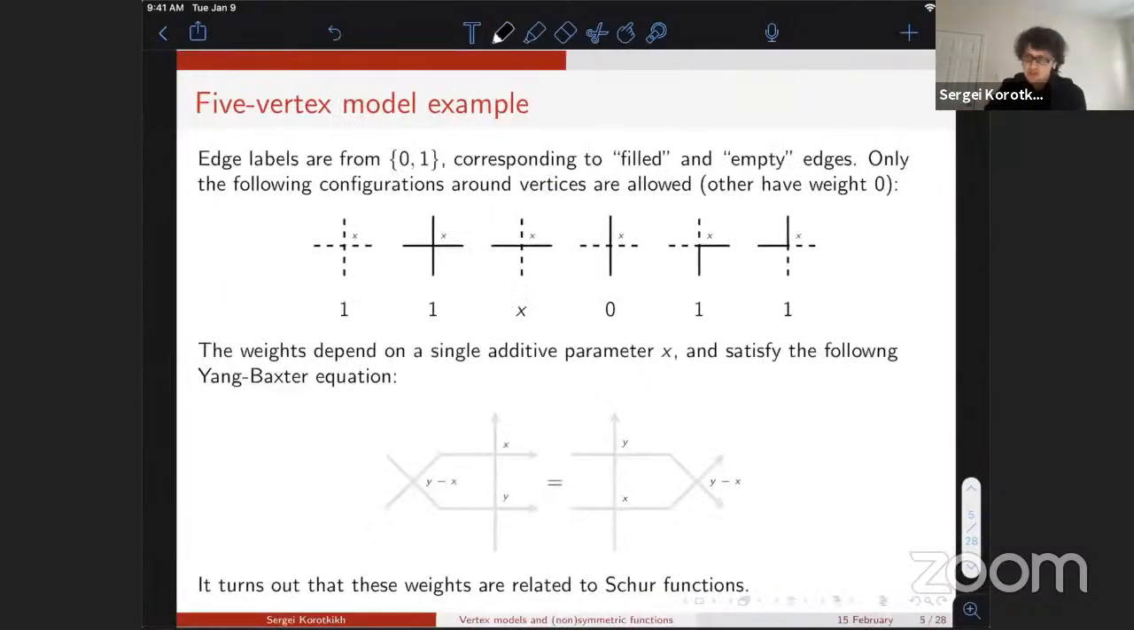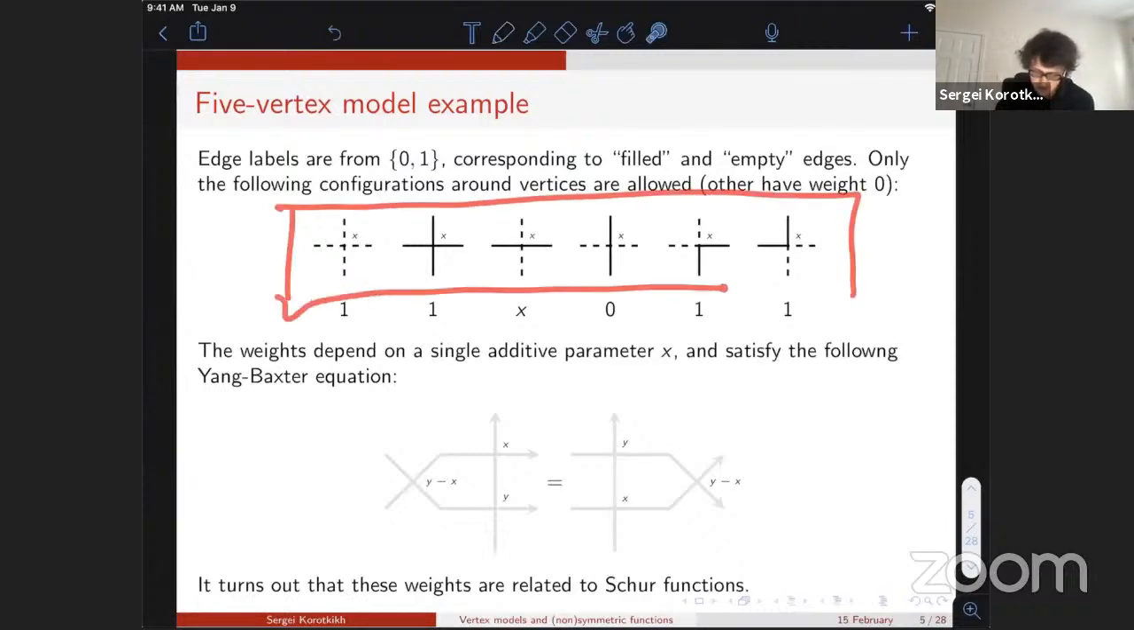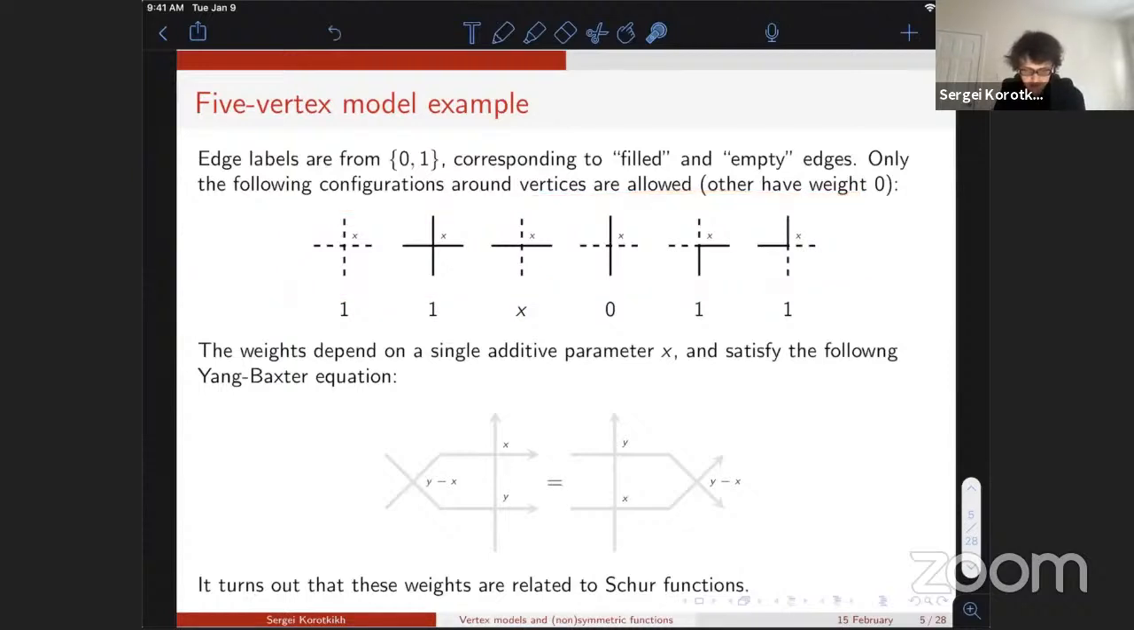So let me consider the following example. My edge labels will be taken from a simple set consisting of two elements, 0 and 1, and I will draw configurations of such a model by either filling my edge between vertices or leaving it empty. And I will allow only these six configurations of vertices. These configurations can be interpreted as a path which might enter from below or from the left, and then exits through the top or through the right.